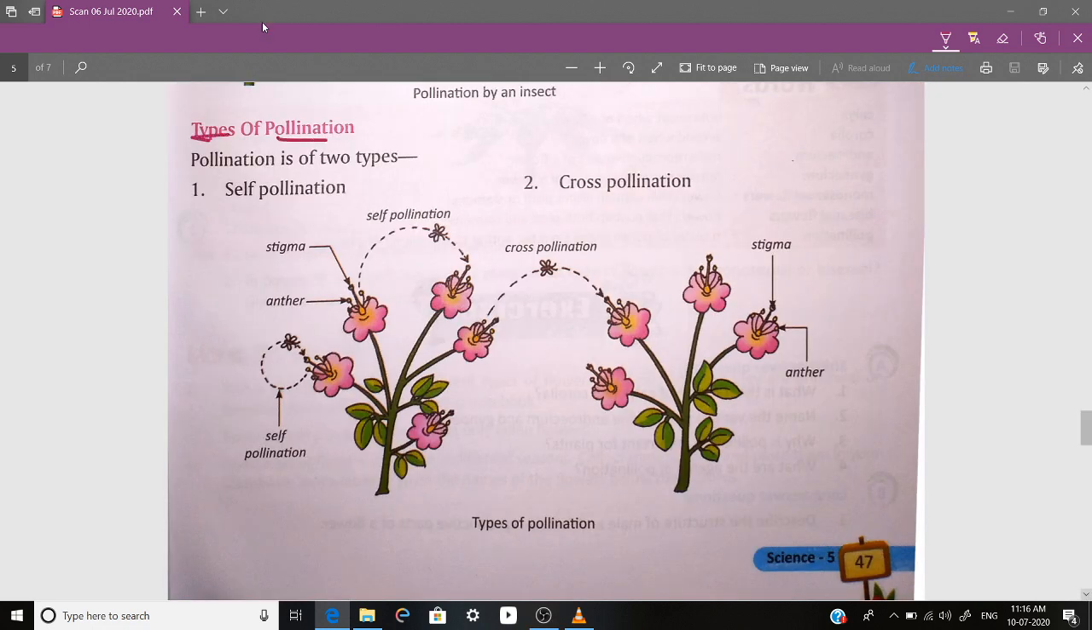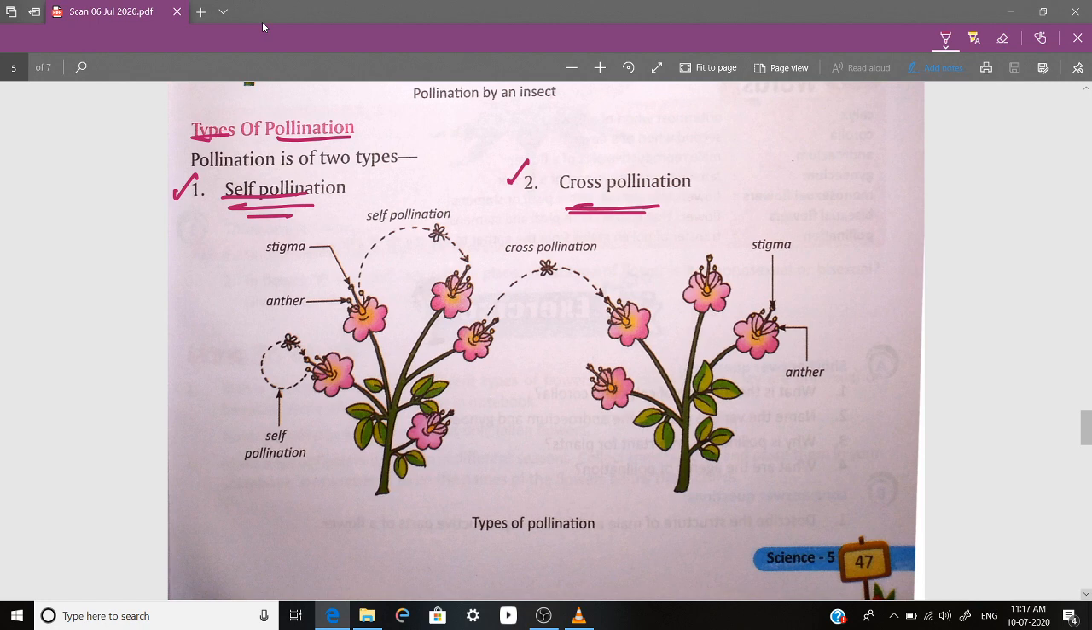Now the types of pollination. There are two types of pollination: self pollination and cross pollination. Self pollination is when the pollen grains are transferred from one flower to the stigma of another flower of the same plant. This process is called self pollination. On the other hand, when the pollen grains are transferred to the stigma of a flower of another plant, then it is called cross pollination.